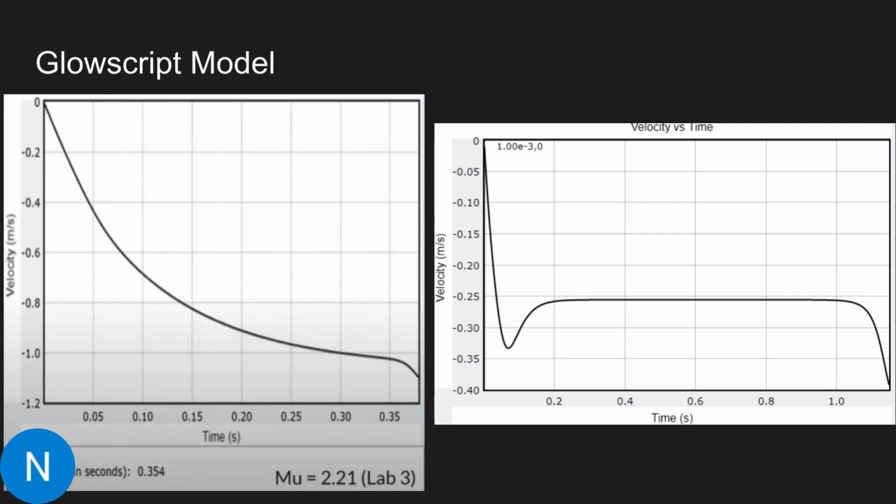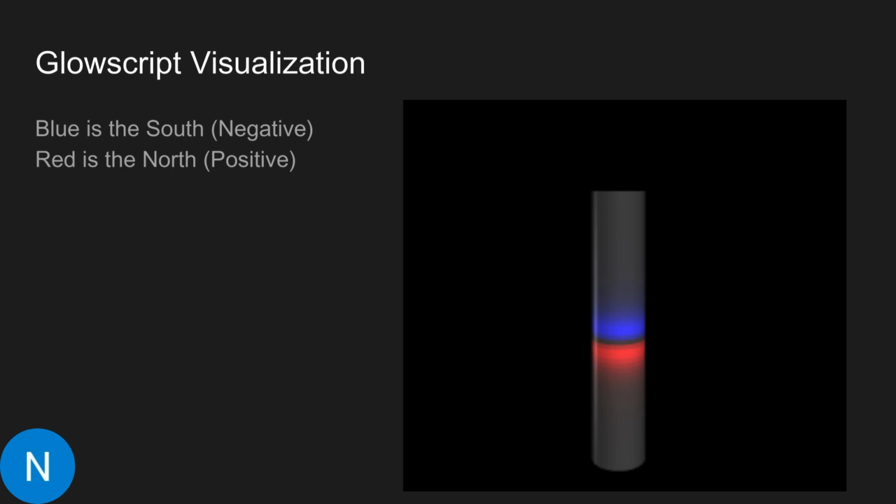On the right, you can see that it falls with a pretty constant velocity. In the middle point, that's where it reaches equilibrium. So here's the visualization the GlowScript outputted. The blue is the south pole, which is negative, and then the red is the north pole, which is positive.